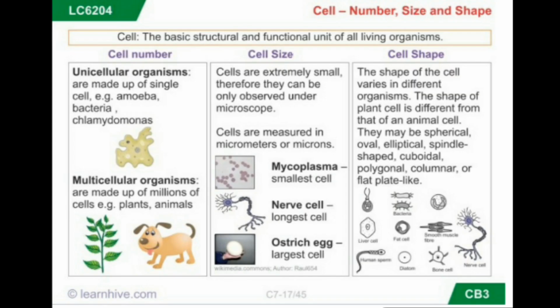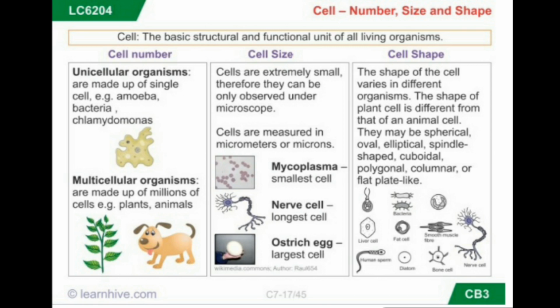Now on this slide you can see, based on the number of cells that you have in your body, organisms can be classified into unicellular as well as multicellular. Based on the size also, we see a lot of variation. We have the smallest of the mycoplasmas to the largest of an ostrich egg. Both of them are single cells.